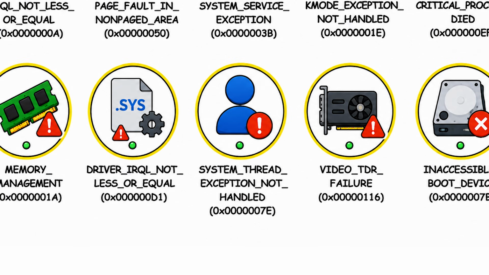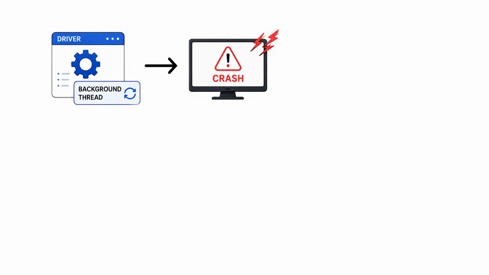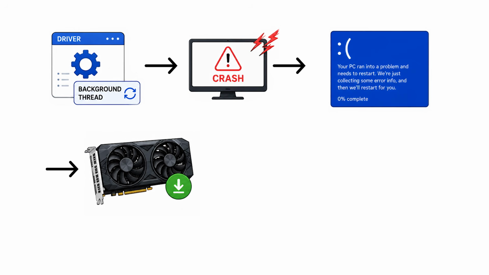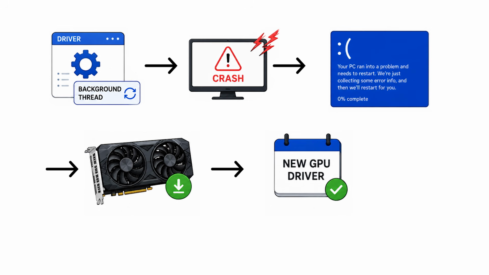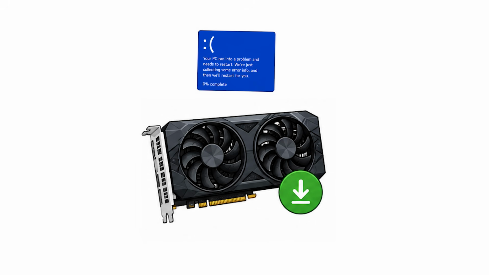System thread exception not handled. A driver runs its own background thread, and that thread crashes with an error Windows has no way to catch. This is the classic "I just updated my graphics driver and now my PC crashes" error. Fresh GPU drivers, especially right after a big release, are one of the single most common triggers for this exact code.